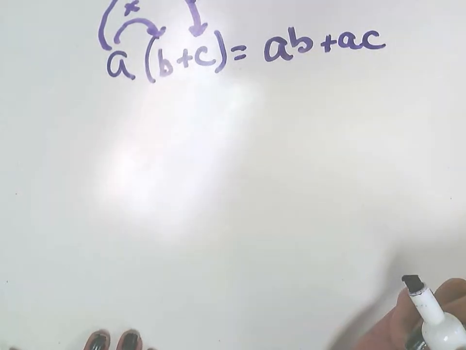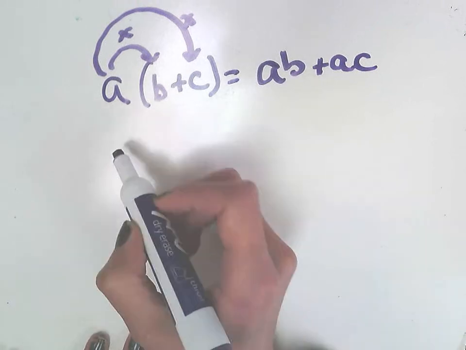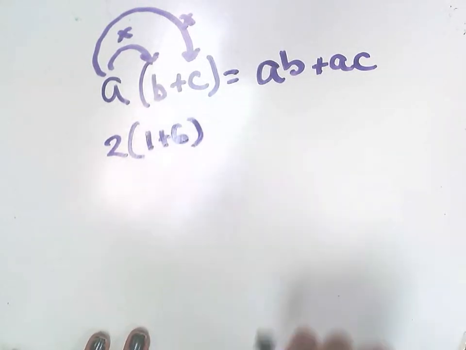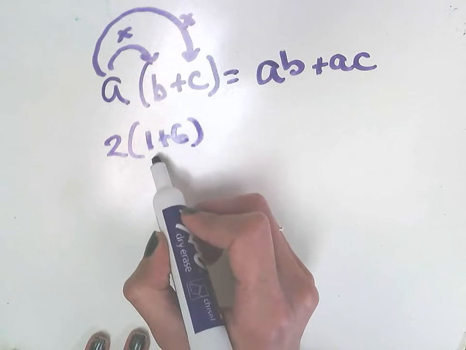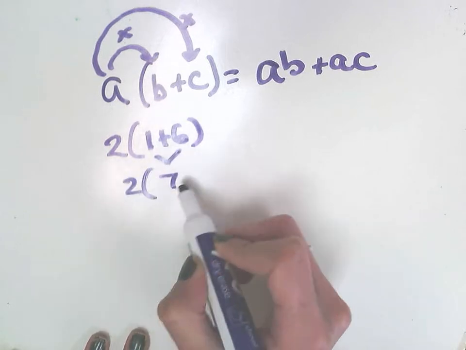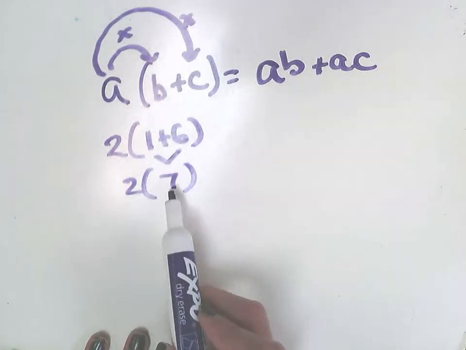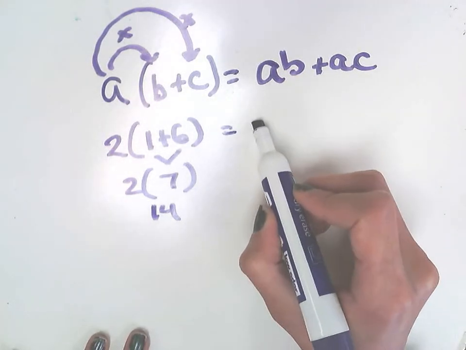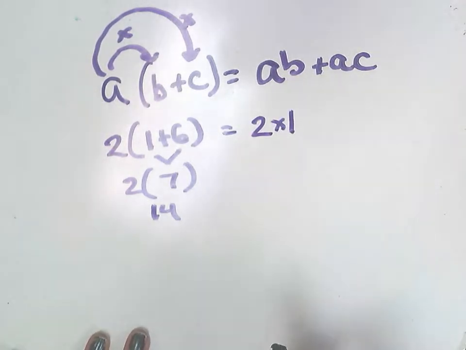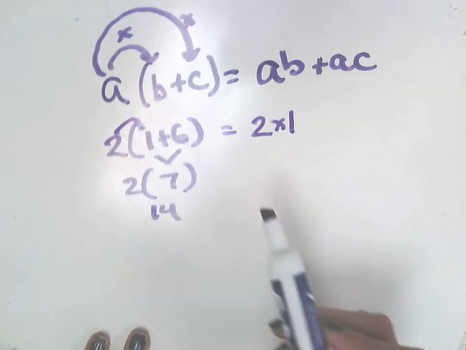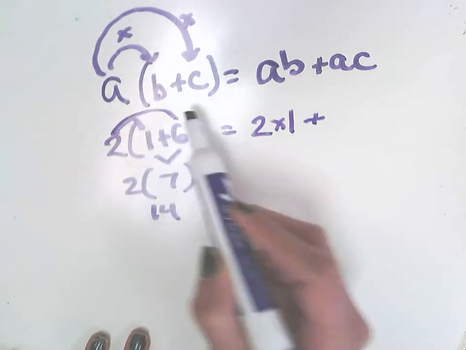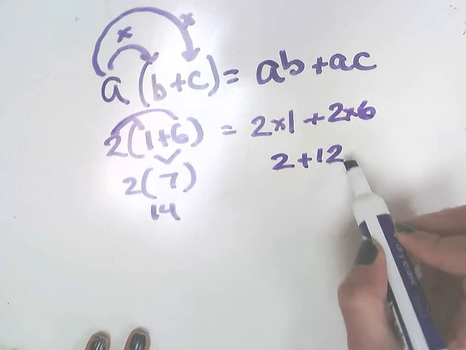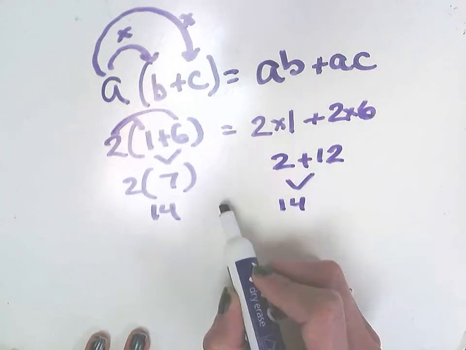So, for example, if we had 2 times 1 plus 6, then we could just choose to do the normal order of operations way and add this first, and then do that multiplication. But the distributive property tells us that this is the same thing as doing 2 times 1, that's this part, plus 2 times 6. If we try that out, we notice that both ways we still get 14.